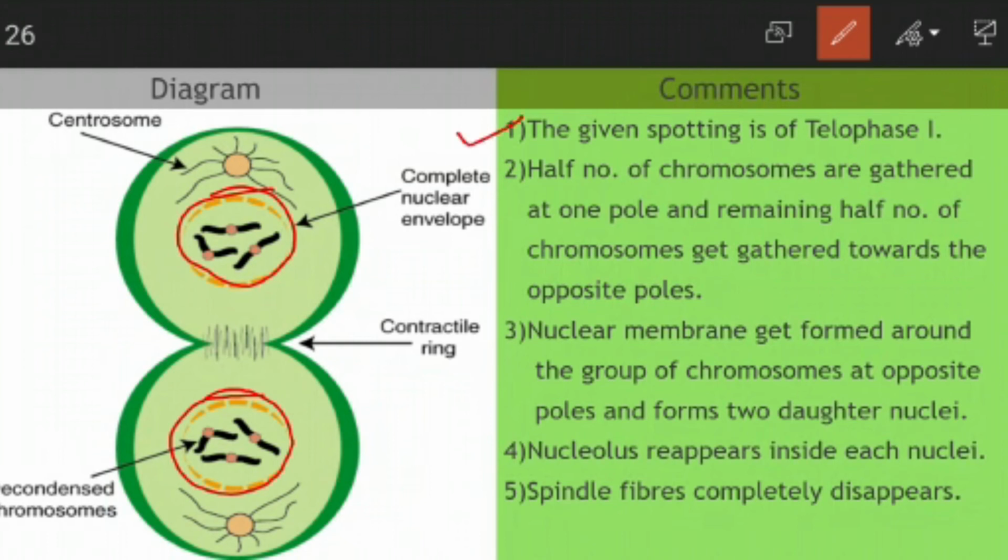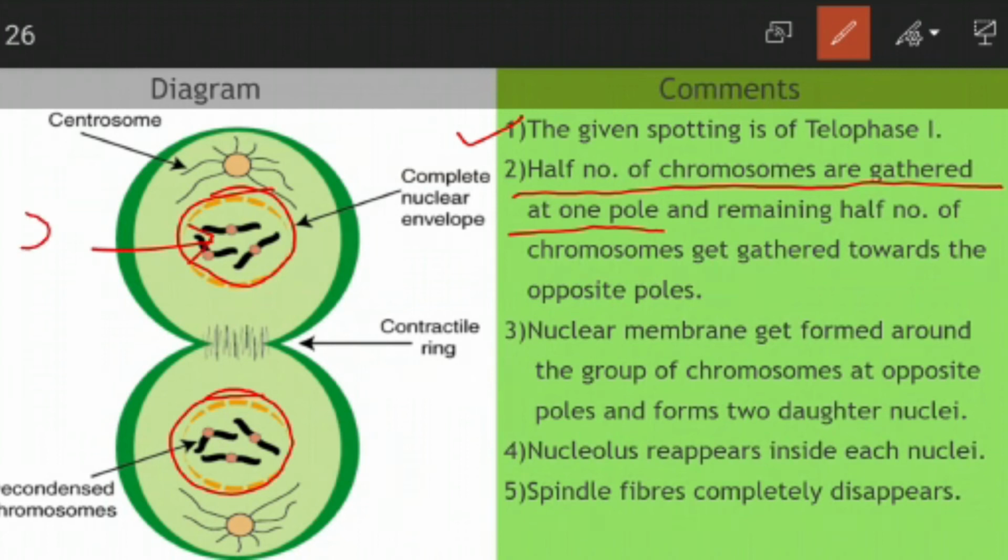The given spotting is of telophase 1. When you see two nuclei present in a cell, then it is called telophase 1. So your first point will be: the given spotting is of telophase 1. What happens here? Half the number of chromosomes are gathered at one pole.